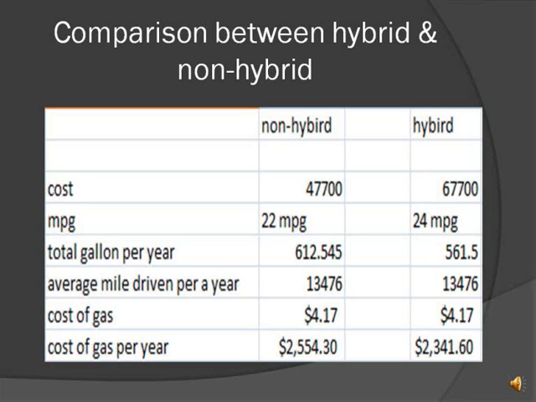The non-hybrid got 22 miles per gallon on average, and the hybrid got 24 miles per gallon on average. We then calculated the total gallons per year that each model would use based off the average miles driven per year by the average American, which was 13,476 miles per year. So the total gallons per year in each model would be 612 on the non-hybrid, and then 561 on the hybrid model. We calculated the cost of gas based on $4.17 per gallon, and the cost per year for the non-hybrid would be $2,554, and the hybrid model would be $2,341.